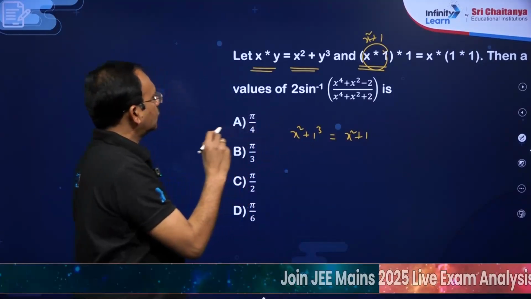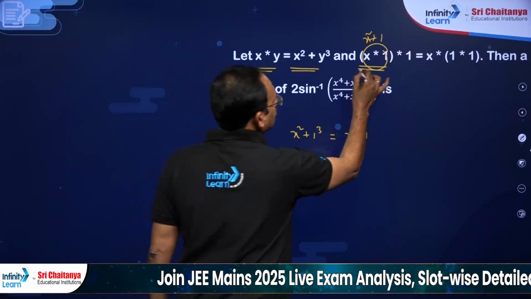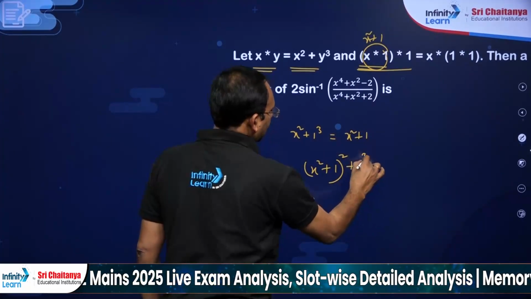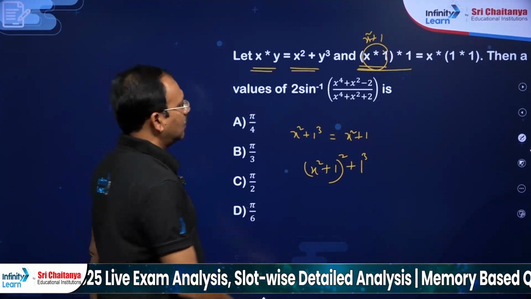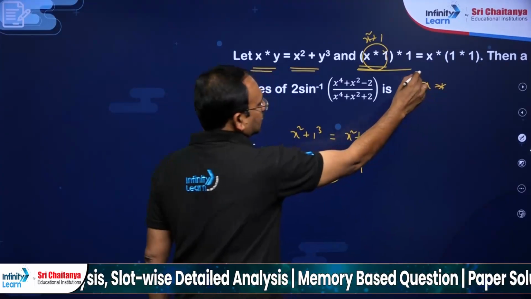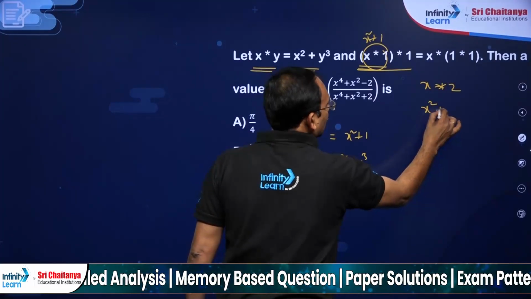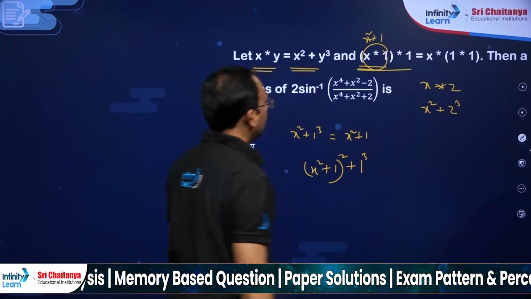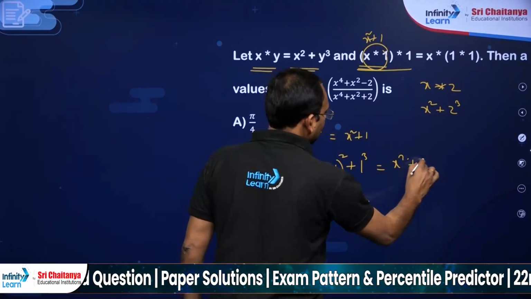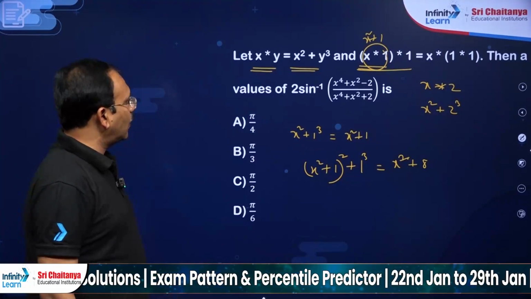So star of two numbers means first number's square plus second number's cube. So this is going to be (x square plus 1) whole square plus second number cube. This is LHS. Whereas RHS, 1 star 1 means first number square plus second number cube, which becomes 2. x star 2 means x square plus second number cube, correct? x square plus 2 cube, which is going to be x square plus 8. Am I correct? So my dear friends, if these two are equal, what can you say?